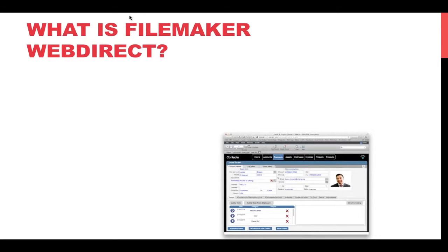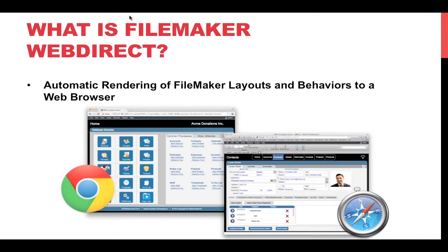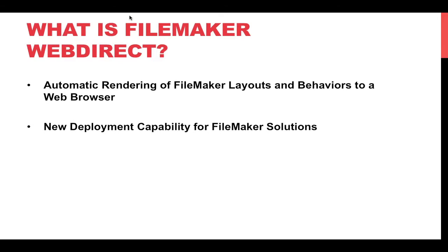So what is WebDirect? WebDirect is the automatic rendering, and this is important, automatic rendering of FileMaker layouts and behaviors to a web browser automatically. It's a completely new capability for FileMaker solutions. It's a big deal. It is a complete replacement for instant web publishing. Now, if you don't know what instant web publishing is, that's fine. Don't worry about it. But if you're a historic FileMaker user and you used IWP previously, instant web publishing is gone, and WebDirect is now the new replacement for that technology.